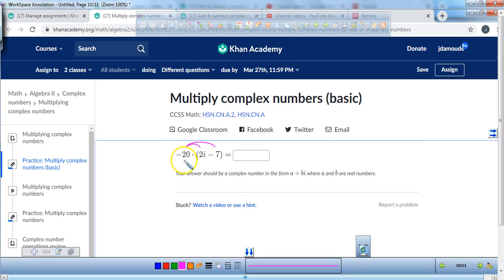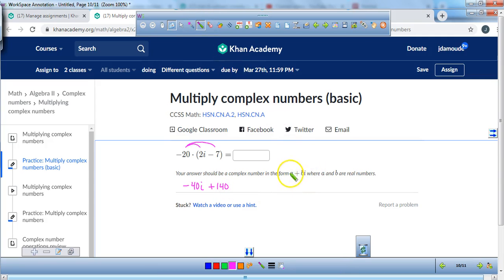Okay, so negative 20 times a 2i will give me a negative 40i. And negative 20 times a negative 7, and negative times negative is a positive, so it'll become a plus 140. However, be very mindful that it needs to be in this form, where you have the real numbers up front and imaginary numbers in the back.